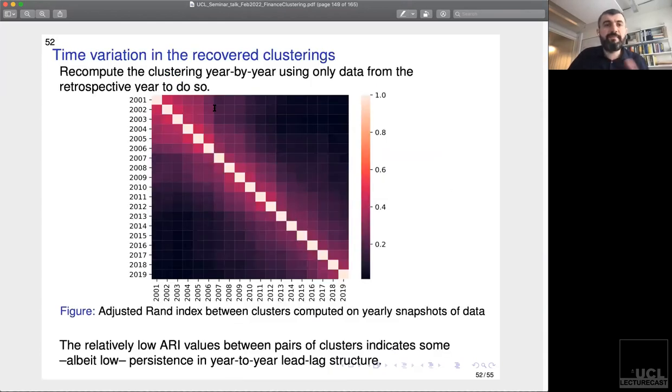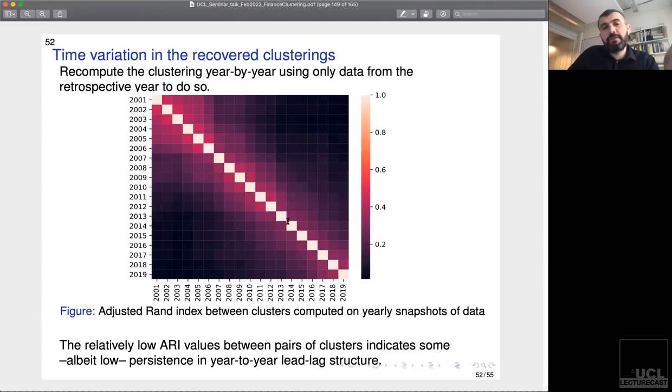And then we also looked at some time variation in the clusterings, in the sense that we repeated this experiment for every year. So we did clustering for every year in isolation, and then we looked at the adjusted Rand index for clusters across time. So here, this is the adjusted Rand index between any pair of clusterings obtained for any pair of years, right? We observed that in the early 2000s, in the earlier periods, we do see higher values. So in other words, the clusterings were more persistent in the early years than they were later on.